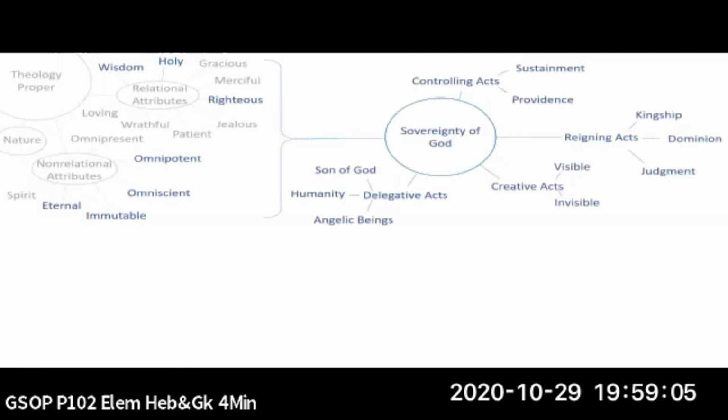And so as we expand our chart, we look at the sovereignty of God. And when you think about God's sovereignty, you're looking at his controlling, his creative actions, whether visible or invisible, his controlling actions, whether to sustain or providential actions, his reigning actions as king or dominion to rule or as judgment, or his delegative actions. The Son of God, he delegates action to humanity, he delegates action to angelic beings.